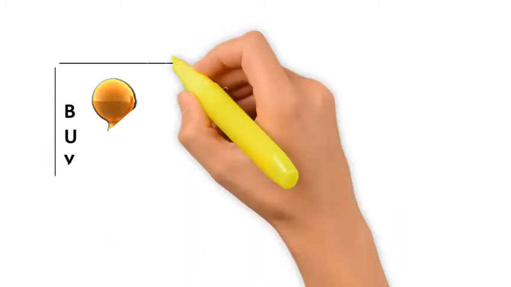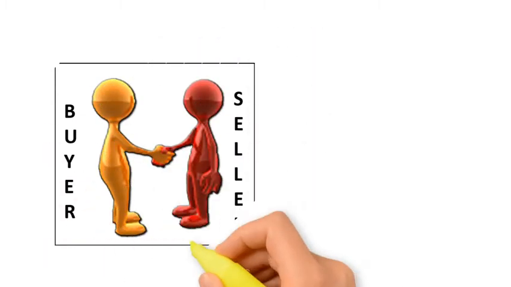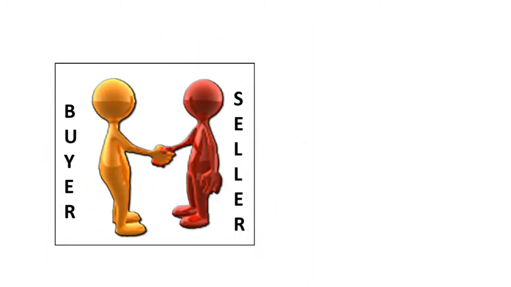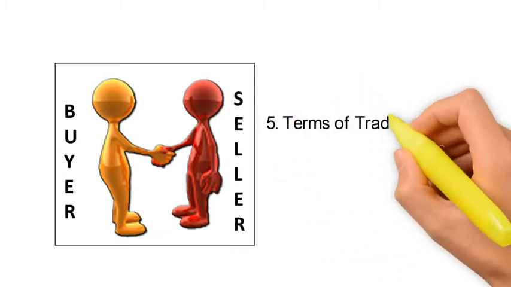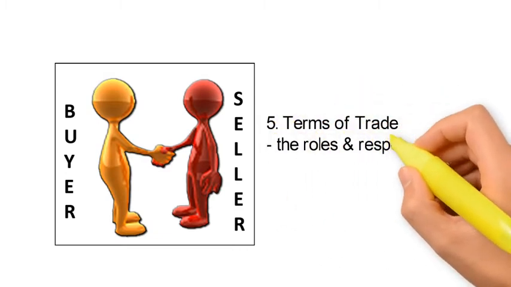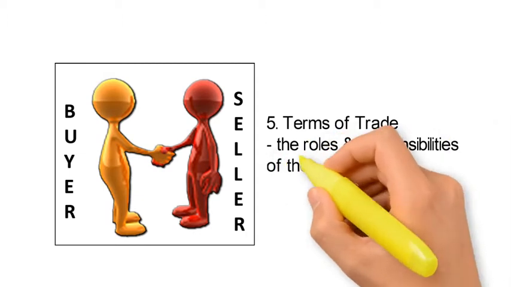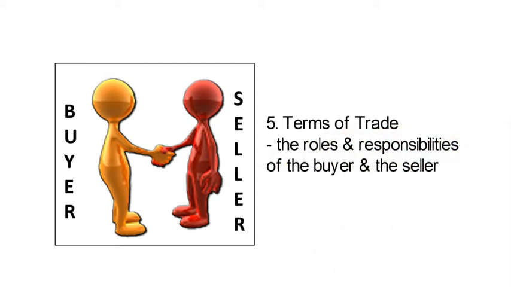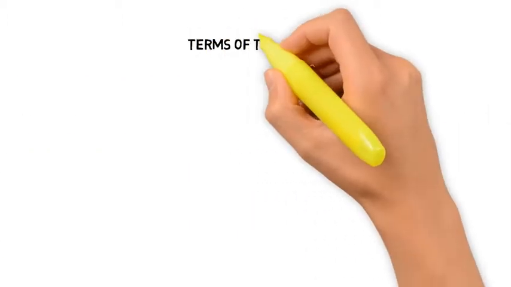The terms of trade spell out the roles and responsibilities of the buyer and seller. For example, who clears the goods for export at origin or for import at destination, who arranges for the transportation, and who pays for the transportation, insurance, and customs duties.